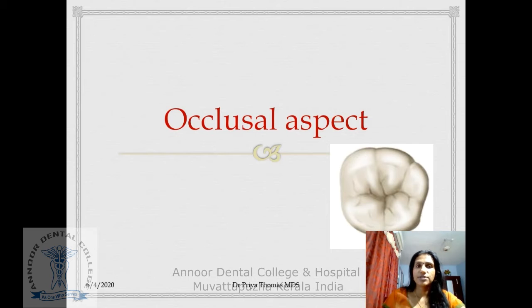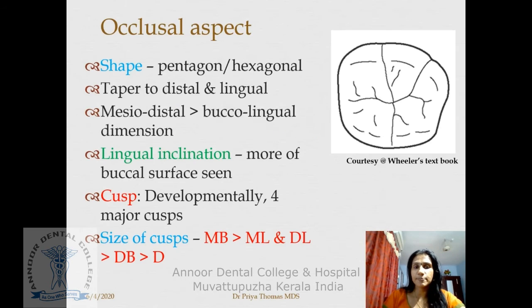The last aspect of your mandibular first molar is your occlusal aspect. The shape of the occlusal aspect is pentagon or hexagonal, and it converges towards the distal side. Plus, the tapering is towards your lingual side. From the buccal it is going to taper towards the lingual side. So two convergences. Then we learned in the first aspect that your mesiodistal dimension is much greater than your buccolingual dimension. So the tooth is larger in this aspect than your buccolingual aspect.